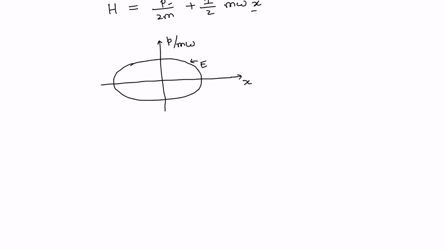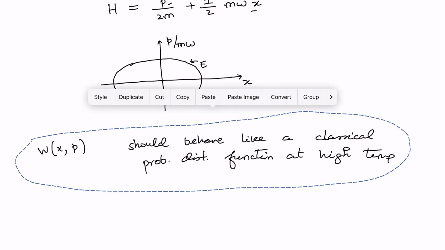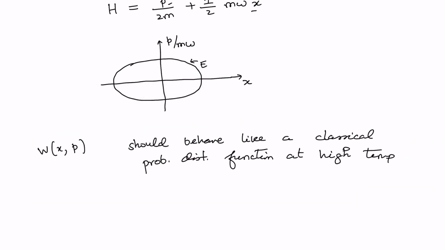Now the question is, can we extend this idea of phase space to quantum mechanics? It appears to be a no at first sight, because due to the uncertainty principle we cannot measure x and p at the same time. Still, it is possible to construct a probability distribution function W(x,p) which should behave like a classical probability distribution function at high temperature. It may give us an idea about the classical-quantum transition.